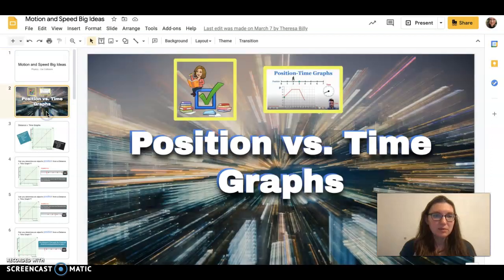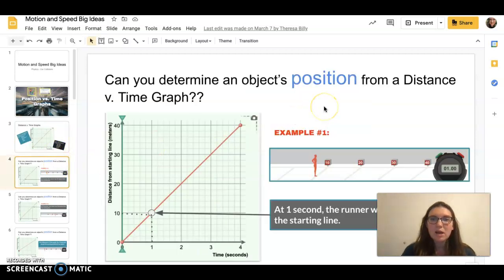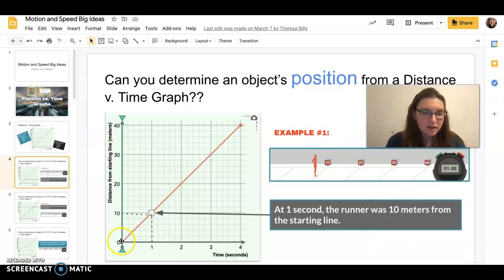So in this unit, we talked a lot about position time graphs, which is just a way of saying where were you at what time, and you can figure out speed from that too by looking at the slope. So distance is always going to go on the y-axis, and time is always going to go on the x-axis. You can determine an object's position from a distance time graph because they're always going to start at zero.